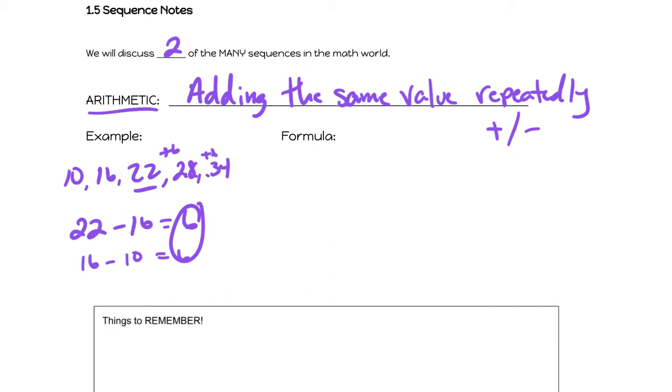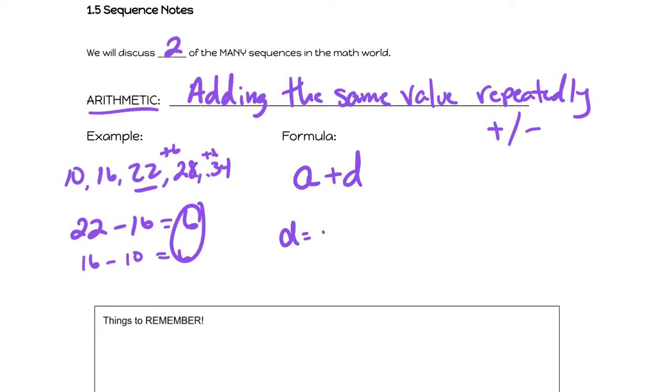Now, there's a formula that we can use to determine future terms. Obviously, we can just keep adding 6 over and over again. That's going to take forever. The formula is very simple, and we're going to derive that on another day. But we start with our first term. We're going to call that A. Then we're going to add the same value over and over again. We're going to call that a common difference. So we're going to say A plus D. D is a common difference.